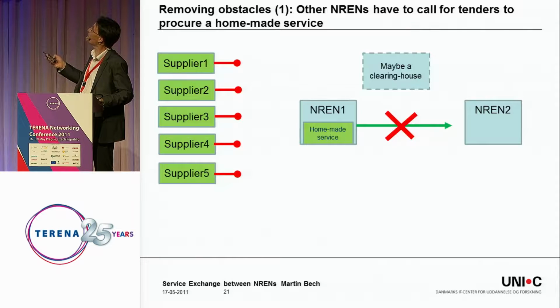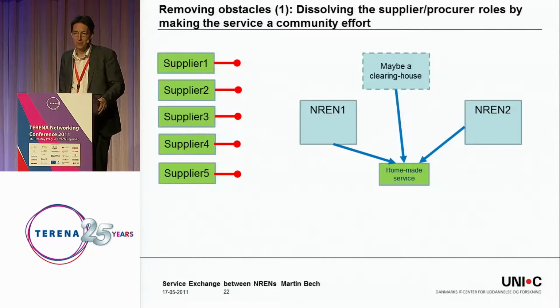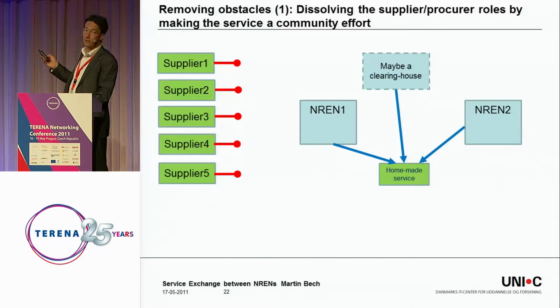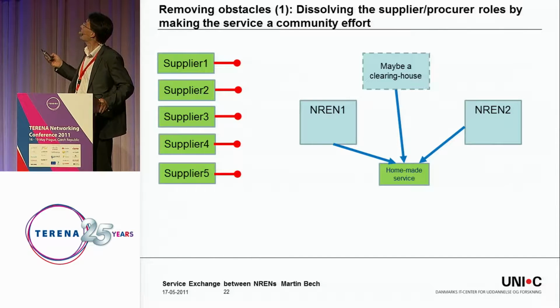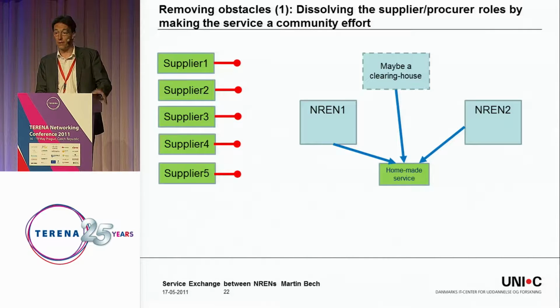If you just have a homemade service here, you could say it's homemade, so he doesn't need to call for tender to use it himself. Whereas if it's over the threshold, of course, you need to call for tender here at NREN 2. And the obvious way to go about it is to make it a kind of homemade service where you do it in common. This has, for instance, been the case with the development efforts around the NSI, Network Service Interface, and also FileSender, a very nice project.